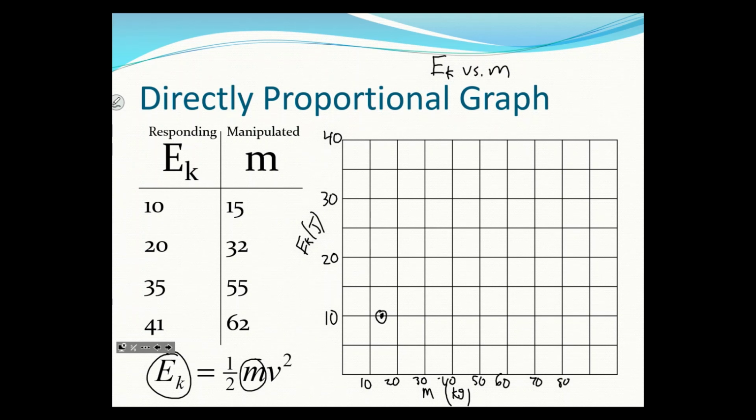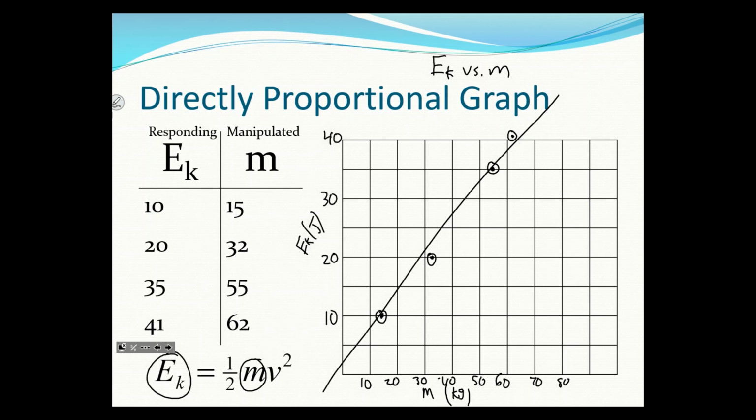My EK is 20, my mass is 32. My EK is 35, my mass is 55, and then my EK is 41. We can just go a little bit above, and then we have 62, like that. Now, when we look at this data, 4 data points isn't great, but from the data that we have, we can see this makes a pretty straight line.